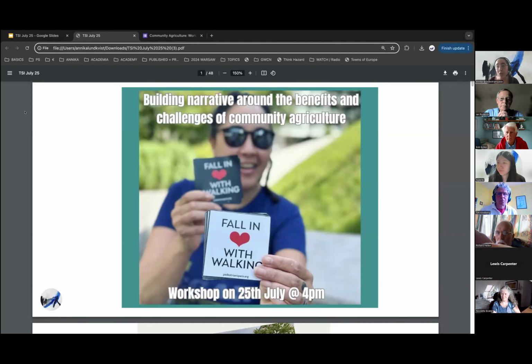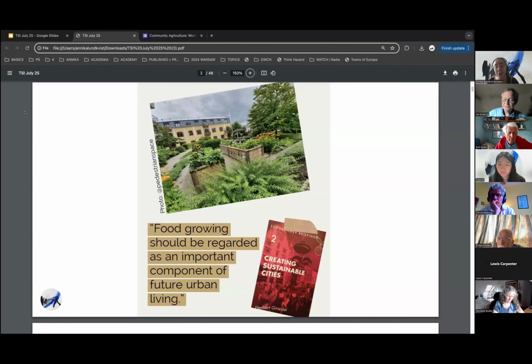So how this all came about is in large part because of this book, The Schumacher Briefing, Creating Sustainable Cities by Herbert Girardet. It is what led me to reach out to the Schumacher Institute several years ago, meet Ian, and then become a Schumacher Fellow. This is one of my favorite books. I highly recommend it. And I had to begin this session with this quote: food growing should be regarded as an important component of future urban living. This is probably one of the central theses of my own approach to food growing in the cities.